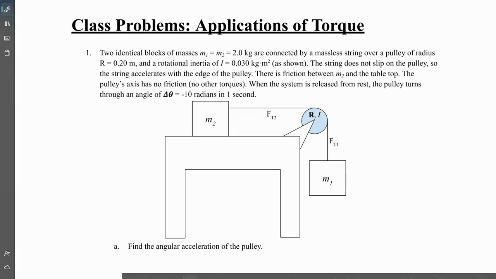Okay, here is our video for applications of torque. We've got a couple of class problems here. At the time of recording this video, there are 4 pages for these class problems. 2 of those pages are just way too difficult, so don't worry about those two. We will only be working with 2 of these pages today.